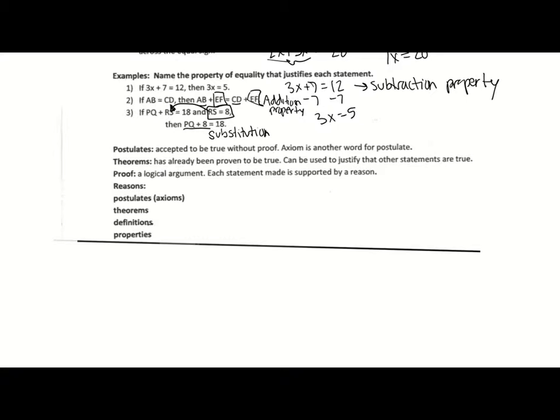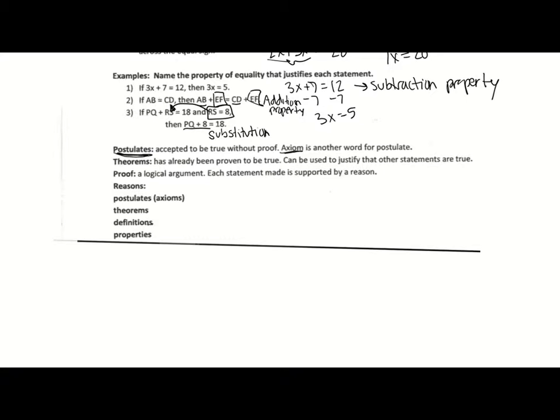Okay, at the bottom here, we just have a couple definitions to clarify and help see what each piece of a proof is. So we have a postulate, which is what we've been using. Postulates are accepted to be true without proof. Another word for a postulate is axiom, but you'll probably see postulate more often. Then we have a theorem. A theorem has already been proven to be true, so we can use those theorems that have already been proven to justify other statements that are true.